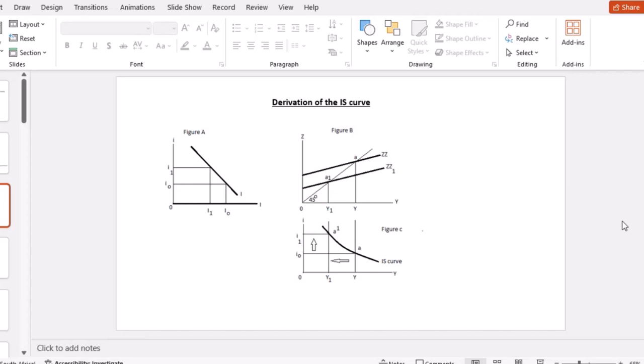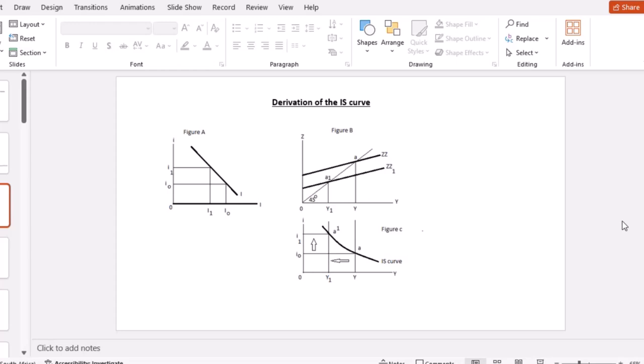So a decrease in investments will lead to a decrease in the demand for goods and services, and therefore a parallel downward shift in the demand curve from ZZ to ZZ1 because of the decrease in investments, which leads to a decrease in the demand for goods Z. It's reflected as a parallel downward shift in the ZZ curve to ZZ1. And you'll find that the new demand curve, ZZ1, cuts the 45-degree line at a new point. So we have a new equilibrium point, which is A1.